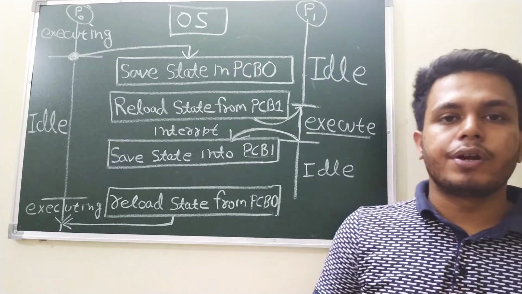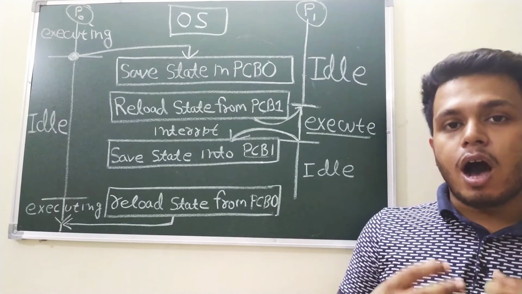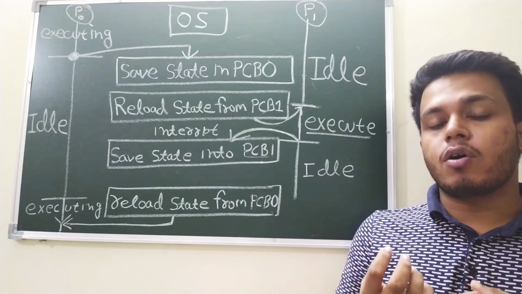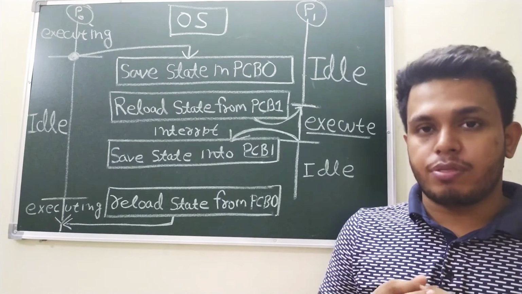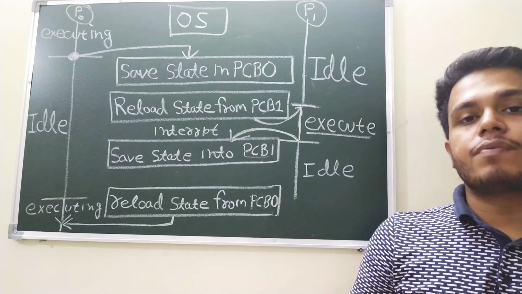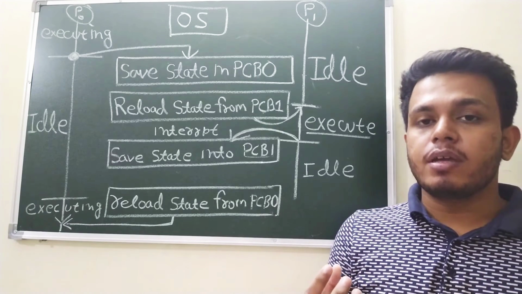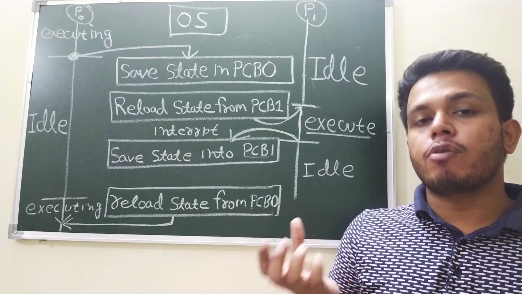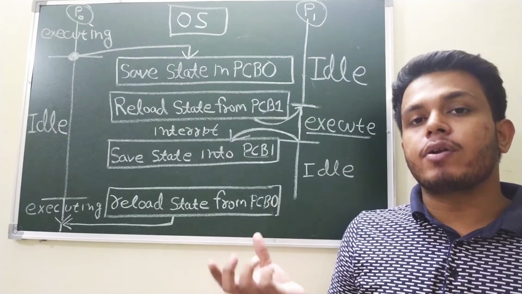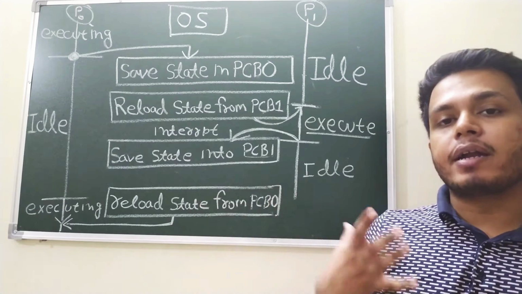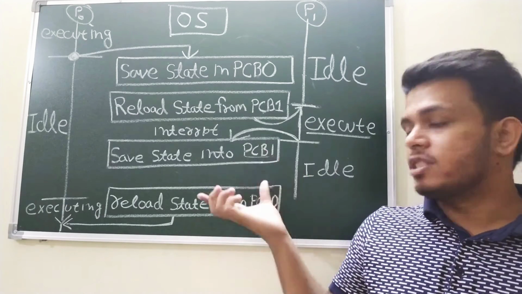In this particular video, I am going to discuss how the operating system does context switching among the processes, right? In the last lecture, we discussed what a PCB, the process control block, is, how it works, and the requirement for it. In this video, you will get a better idea of the PCB, right?